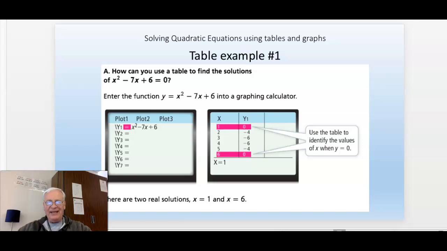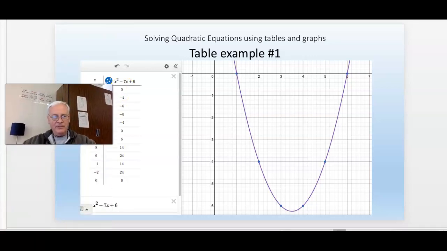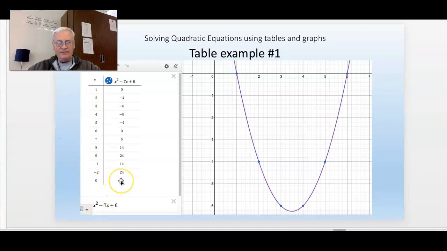You can use a table to estimate solutions as well. You can put this in a calculator and see again that the solutions are 1 and 6. You can put it right into the calculator. We can use Desmos too to do this, and we'll talk about how to do that. This is an example in Desmos where I generated a table of values and saw that when x is 1, y is 0, and when x is 6, y is 0. You can see where it crosses at 1 and 6.